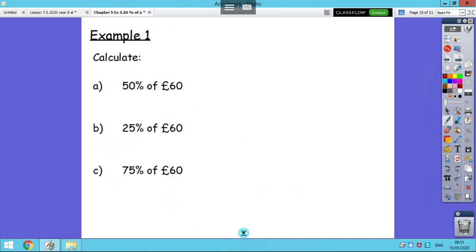So here's where I want you to start copying down. So you've got example number 1, calculate 50% of £60, 25% of £60, and then 75% of £60. So write those down and pause the video while you're writing those down. Firstly, we know how to find 50%. We would do 60 divided by 2, which gives us £30. So that's 50%.